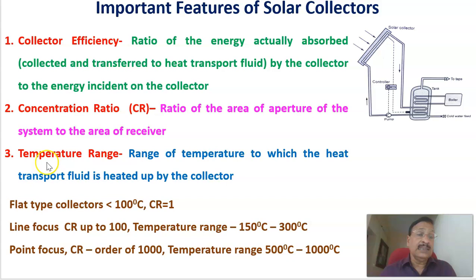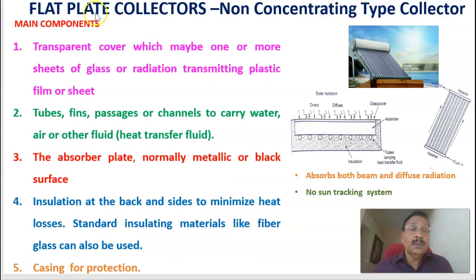Therefore, these are different types of collectors, like flat type collectors, line focus collectors, and point focus collectors, and these are the different ranges of the values of concentration ratio as well as temperature range. Now let us see the first one, flat type collectors. It's a non-concentrating type of collector.